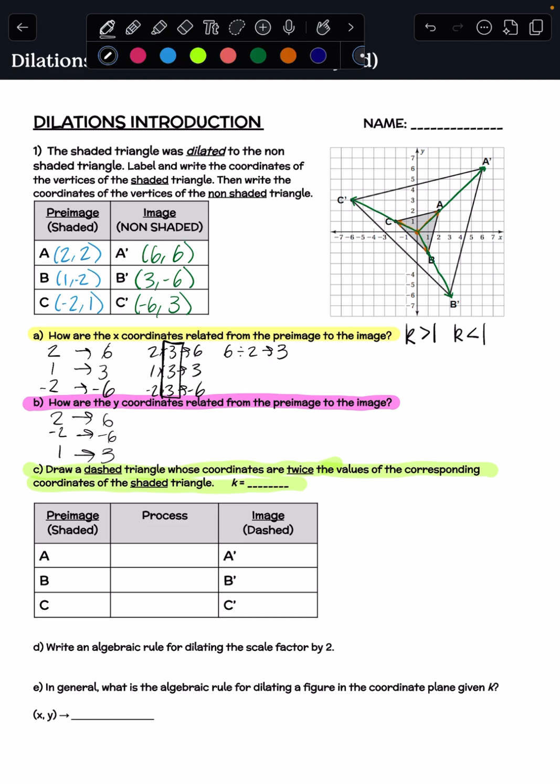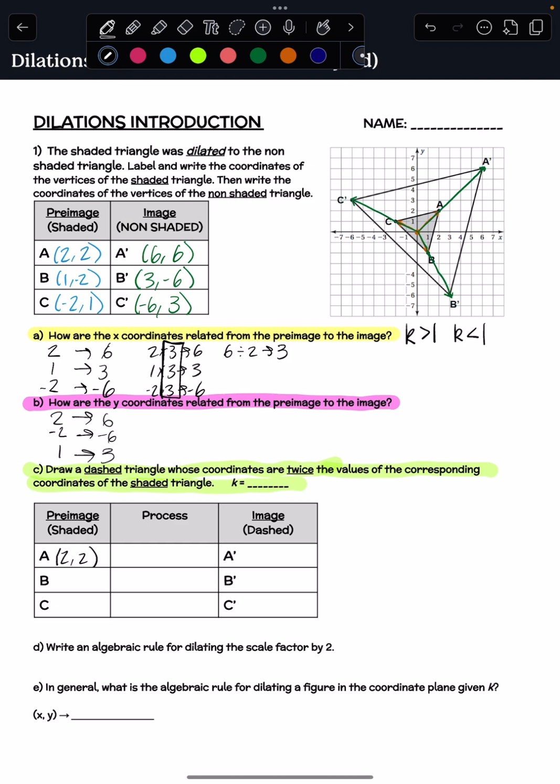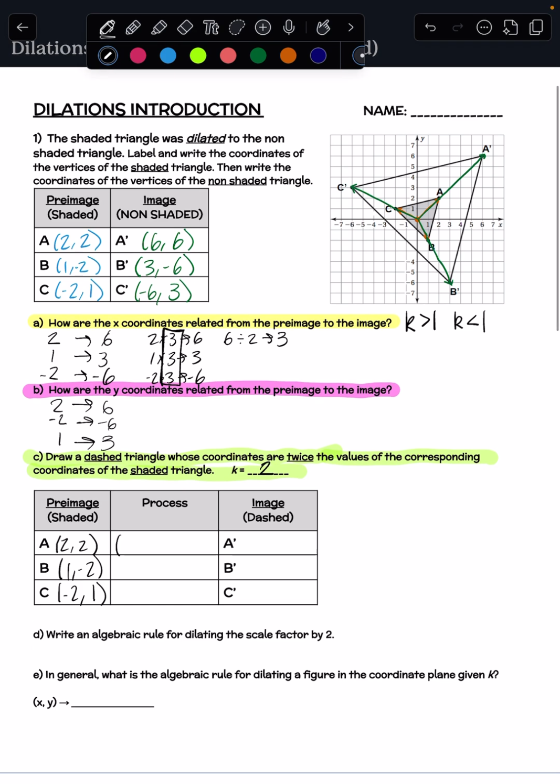All right, now that you've completed that process, let's fill it out together. So our original coordinates should be the same. It should be (2, 2), (1, -2), and (-2, 1). Okay, when we're talking about our process, since our scale factor is twice as large, that would be a 2. So I need to multiply each piece of these by 2. So I write that like this. I'm going to do 2 times 2 for my x, 2 times 2 for my y. I will then do 2 times 1 for my x and 2 times negative 2 for my y. I will then do 2 times negative 2 for my x and 2 times 1 for my y.